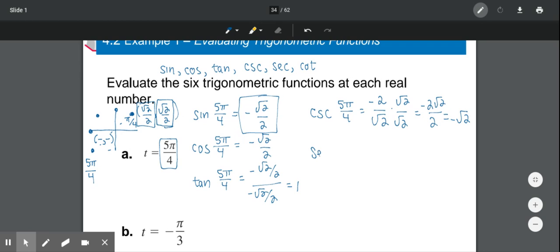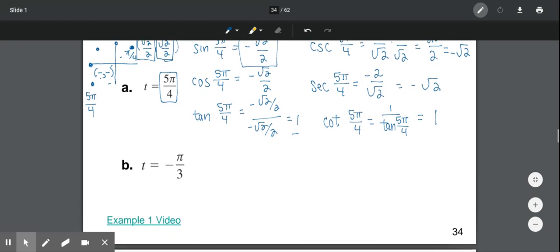When we have the secant of 5 pi over 4, again, it's the reciprocal of cosine, so we would have negative 2 over root 2, which was the same thing for cosecant. So we know that that would simplify to just be negative root 2 also. And then the cotangent of 5 pi over 4 is the reciprocal of tangent, right? So it's 1 over the tangent of 5 pi over 4. Well, we know the tangent of 5 pi over 4 is 1, so you just get 1 over 1, which would give you 1.